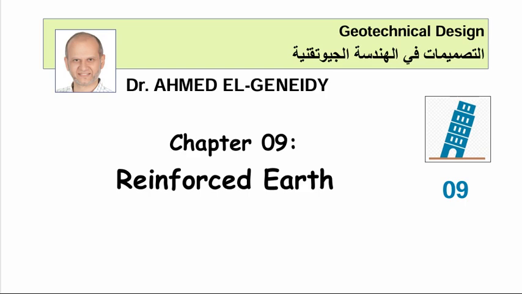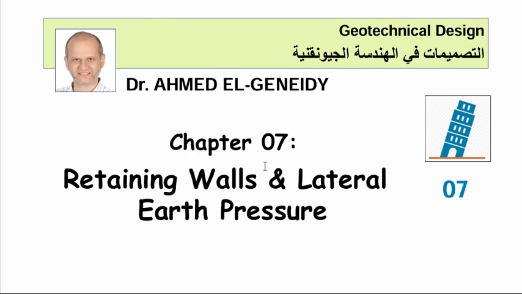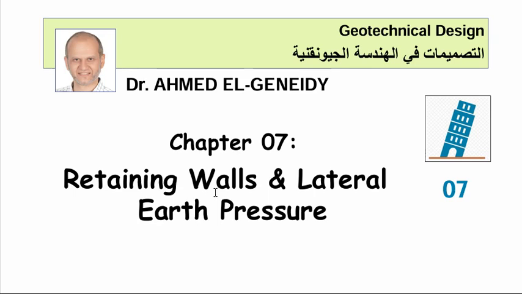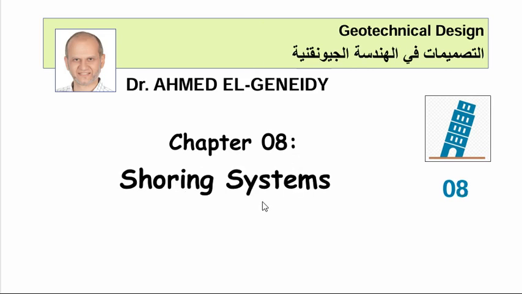Then we studied shoring systems. This was chapter 7, retaining wall and lateral earth pressure. This was the first step to know what is lateral earth pressure and what are the different types of retaining walls. Then, chapter 8, we took a special type of lateral retaining system, which is the shoring systems. And we said the difference between shoring systems and retaining walls. Retaining walls are permanent, shoring systems are temporary.